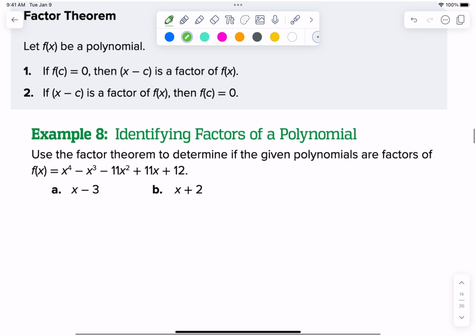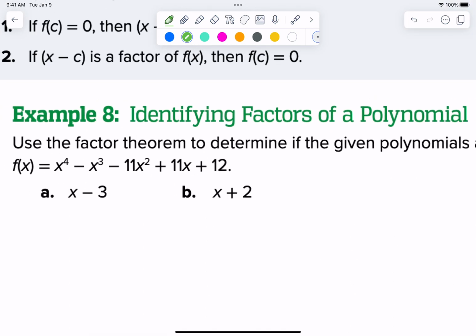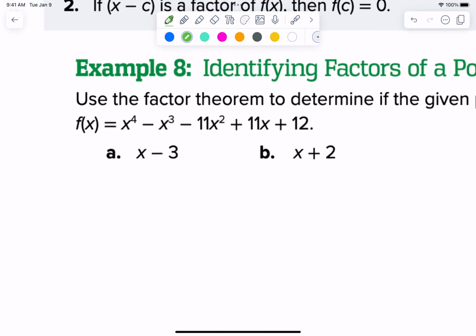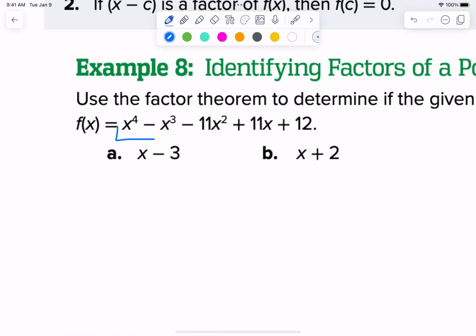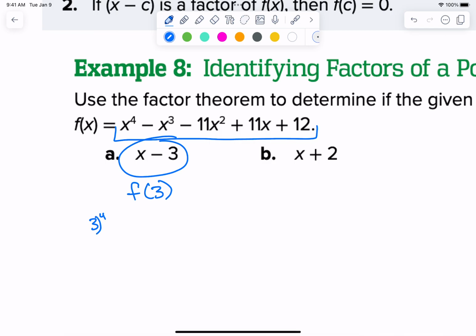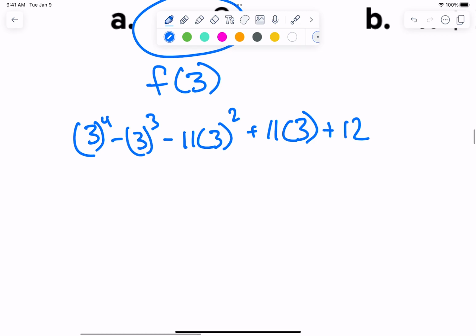Okay, here we go. Example 8 is similar to example 7. It says use the factor theorem to determine if the polynomial is a factor. I don't want to actually divide this. Here is my polynomial. I want to see if x minus 3 goes into there, right? So let's find f of 3. Let's plug 3 in, right? Not negative 3, 3. 3 to the 4th minus 3 to the 3rd minus 11 times 3 squared plus 11 times 3 plus 12, okay? 3 to the 4th is 81 minus 27 plus 99 plus 33 plus 12.